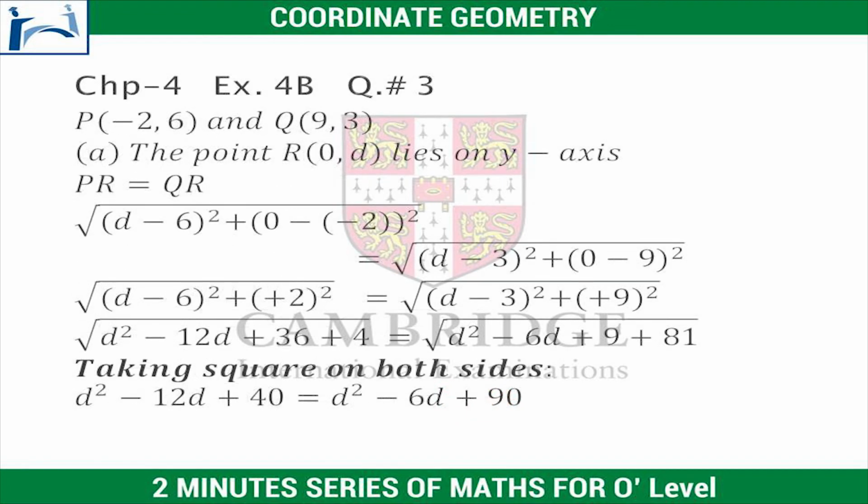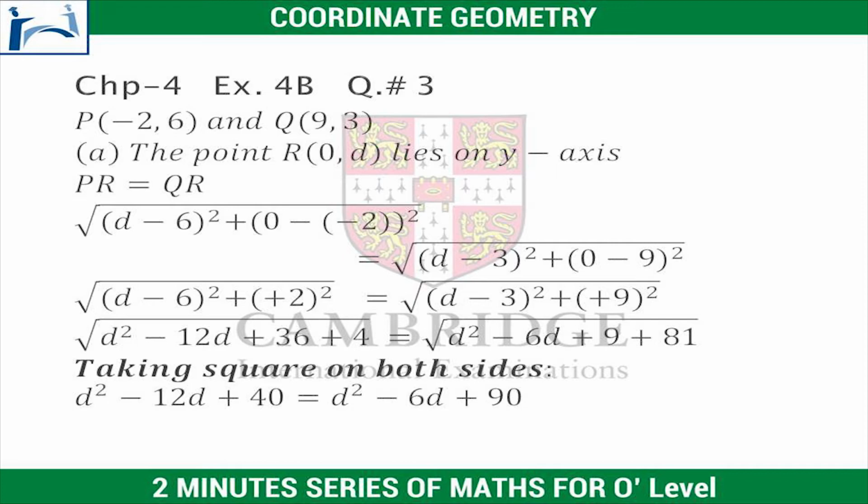Now in question number 3, we have these 2 points P and Q. We have to find the coordinates of the point R which lies on the y-axis. It means that x is 0 and y has some coordinate. So we put it as d there. So we calculate the length of PR and the length of QR, and both lengths are equal. When we apply the formula on PR, we get d minus 6 whole square plus 0 minus of minus 2 whole square under root equal to d minus 3 whole square plus 0 minus 9 whole square under the root.